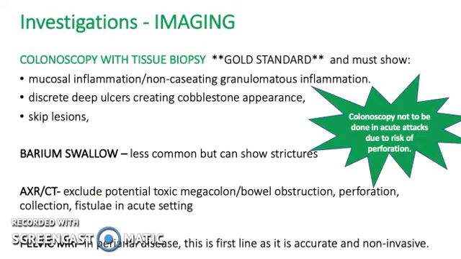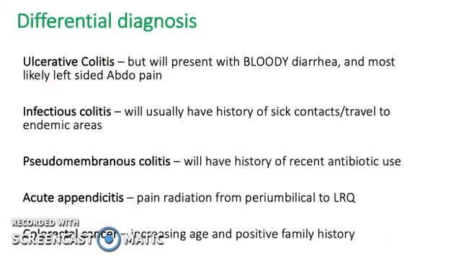Some of the imaging that you'd want to do is a colonoscopy with tissue biopsy. You get mucosal inflammation, discrete deep ulcers, creating the cobblestone appearance and skip lesions. You'd also want to do a barium swallow, an abdominal chest x-ray, and a pelvic MRI. Differential diagnosis: ulcerative colitis, infectious colitis, pseudomembranous colitis, acute appendicitis, and colorectal cancer.